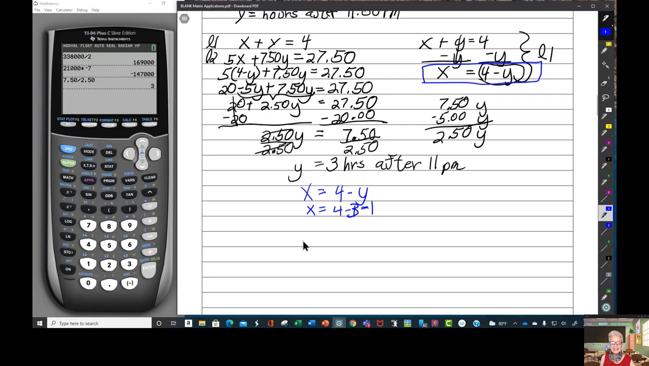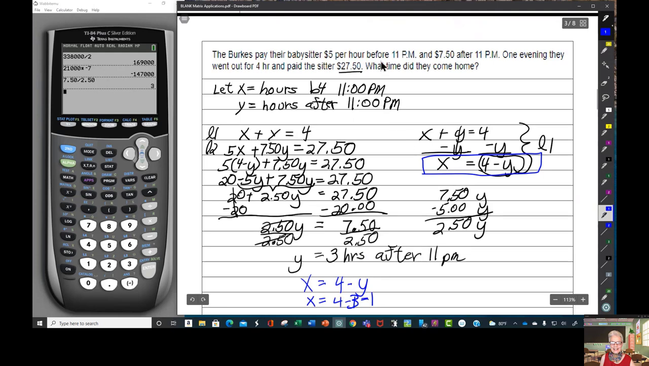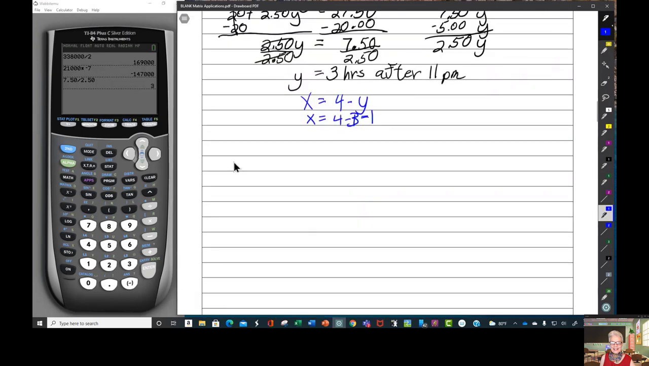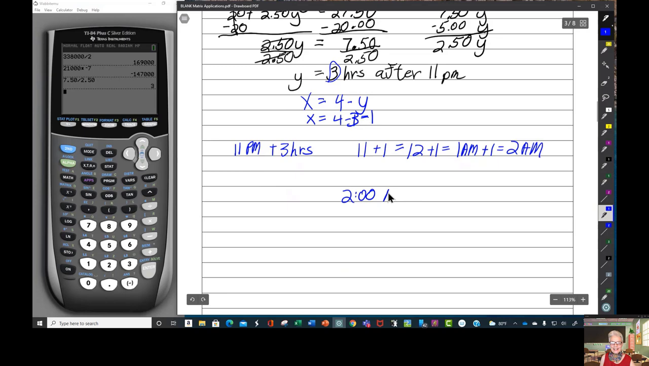Why? Because I just remembered what the writers of the question are asking: what time did they come home? What did the clock say? Well, okay. They came home 3 hours after 11, but that's not the answer. The answer is 11 p.m. plus 3 hours. So, 11 plus 1 is midnight. Midnight plus 1 is 1 a.m. 1 a.m. plus 1 is 2 a.m. So they got home at 2 a.m.